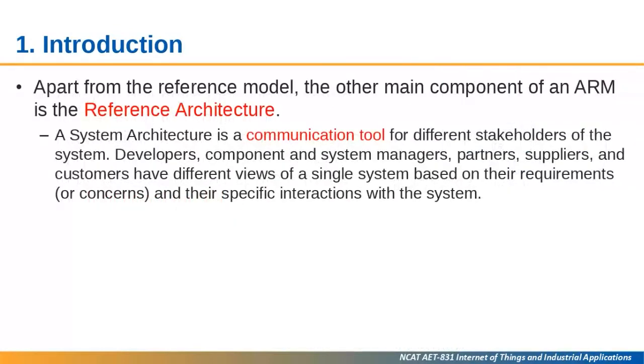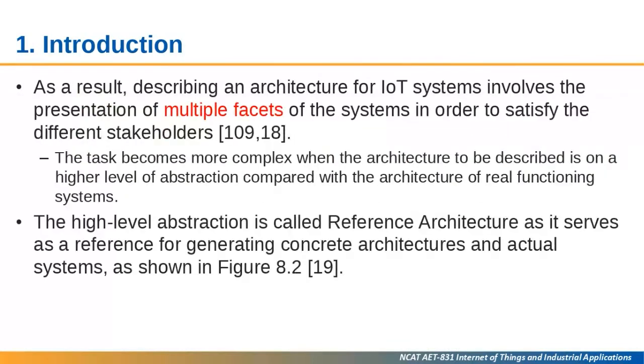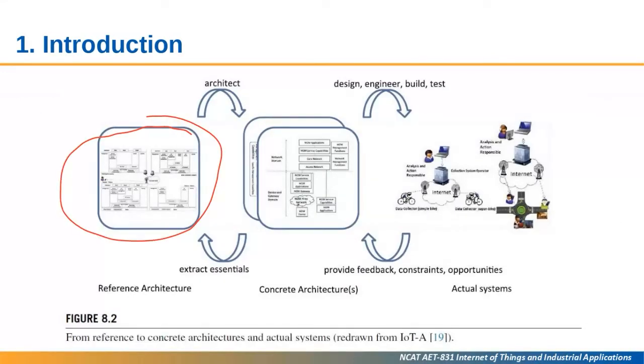And the other part of the ARM, the architecture reference model, is the reference architecture. It is a communication tool for different stakeholders of the system, and it involves the presentation of multiple phases of the systems. So in the second part of this lecture, we'll see how these multiple phases can be described. We'll look into the functions, we'll look into the information, and so on. For the high level, we need to introduce the concept of reference architecture. Basically, that's the general architecture. You can consider it general guidelines, a general template, a general blueprint. And then based on that, and according to the specific applications, scenarios, and requirements, we will generate the concrete architectures. Basically, we use a template, and then we generate a specific architecture.